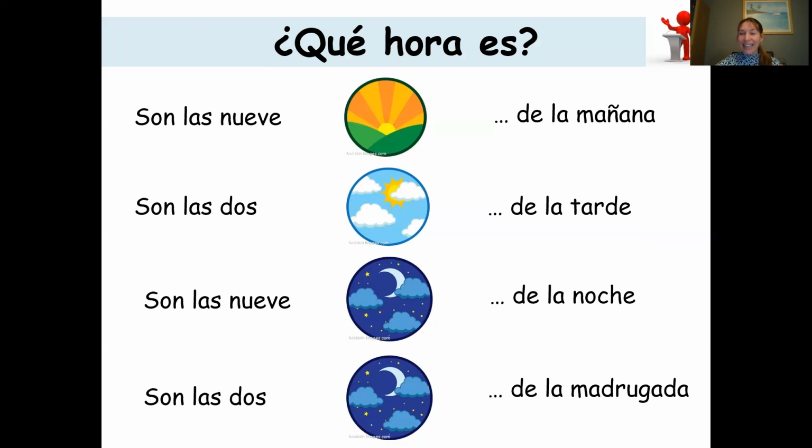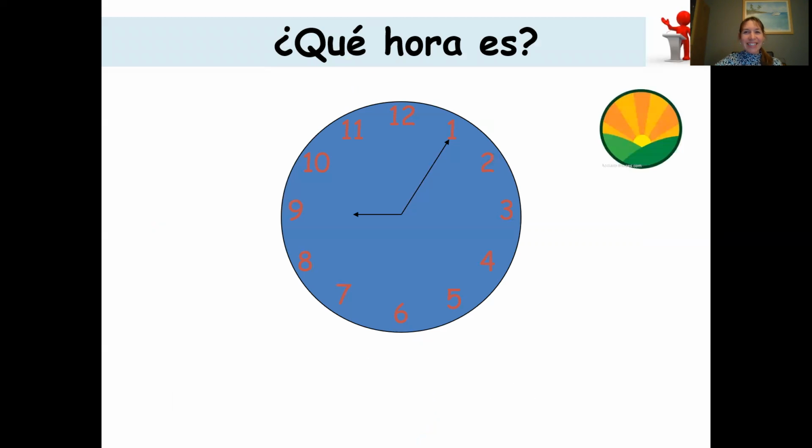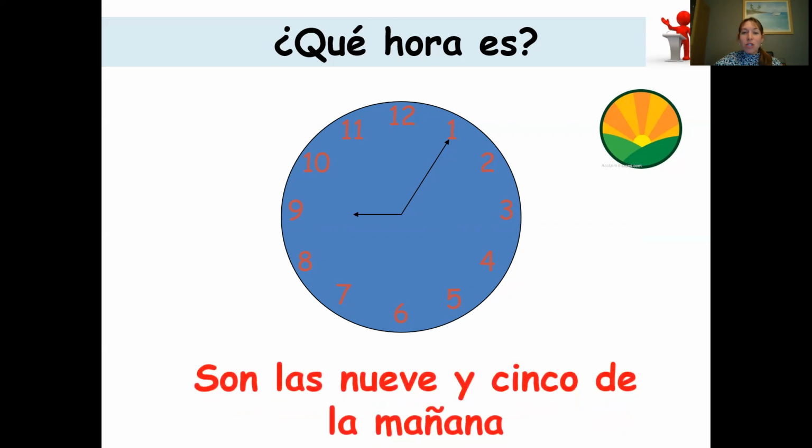Muy bien, excelente. Continuamos. So let's have a little bit of practice. ¿Qué hora es? What time is it? You can see our little icon person up there. So this is a good opportunity for you to repeat after me and practice your pronunciation. So we have son las 9:05 de la mañana. So it's 9:05 in the morning. Repite, por favor.